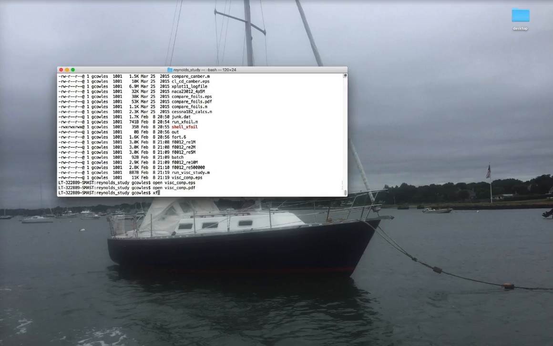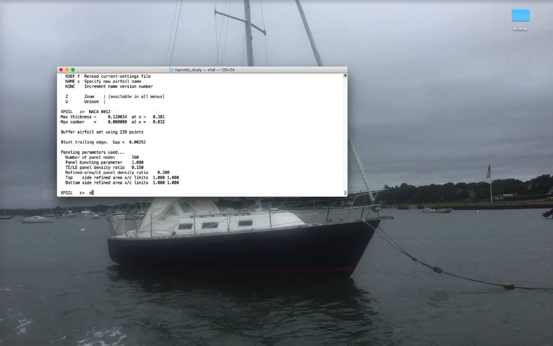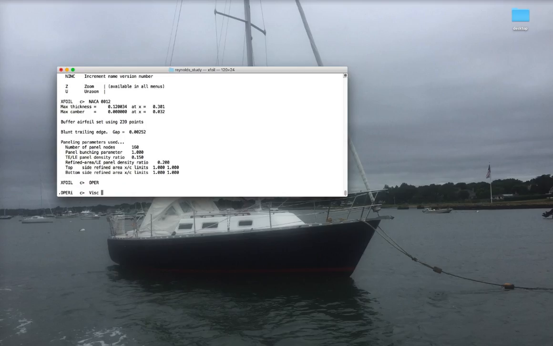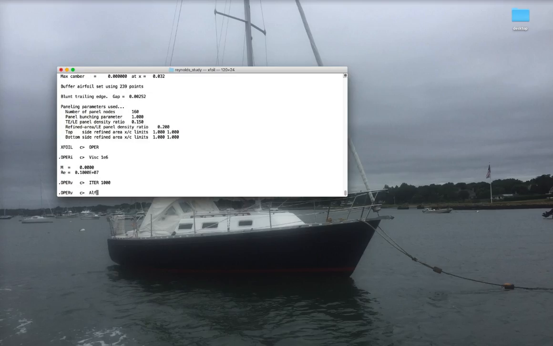So if we start XFoil, I'll focus on, say, a symmetric foil, a 0012, and I'll first run it at a Reynolds number around 1,000,000. So I'm going to run this as a viscous case with a Reynolds number around 1,000,000, and an angle of attack of 2 degrees. And this should produce the plot.